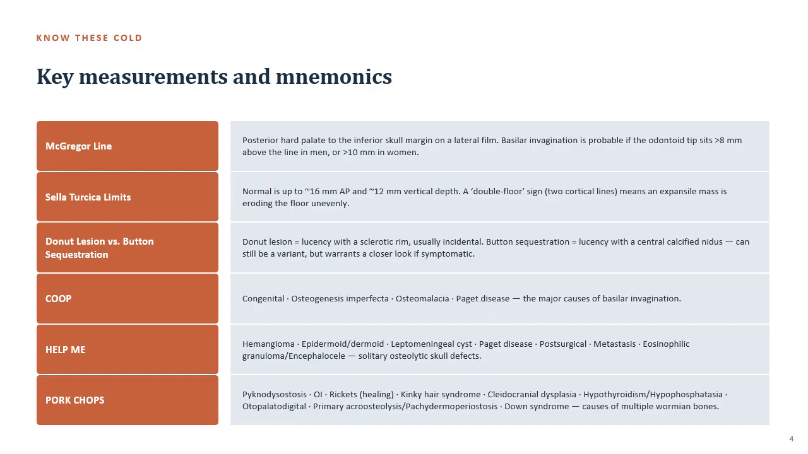The last mnemonic there is PORK CHOPS. It's another mnemonic for some of the disorders that can produce what we call multiple wormian bones, which are basically extra little bones that we see within the skull sutures. So again, these are just some key patterns and also mnemonics that can help narrow down what could be causing the skull patterns that the radiologist sees.